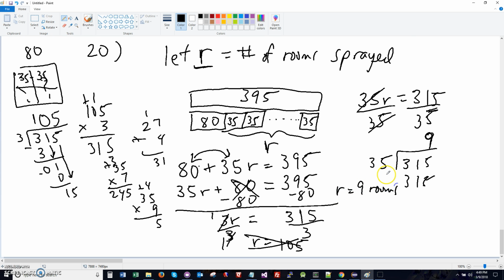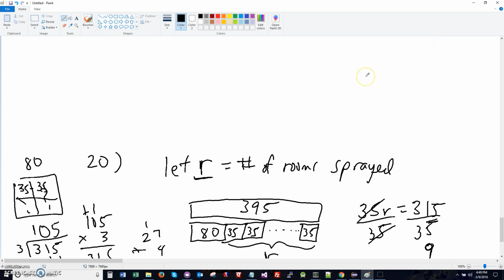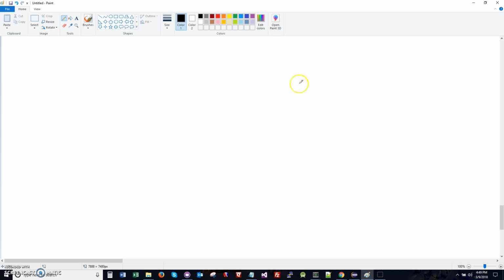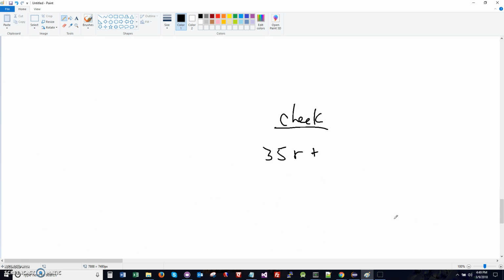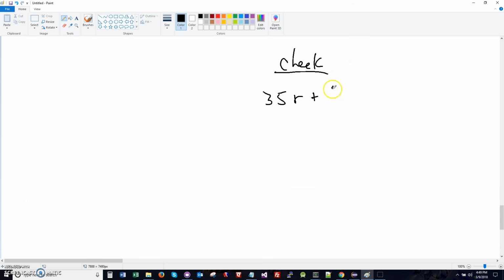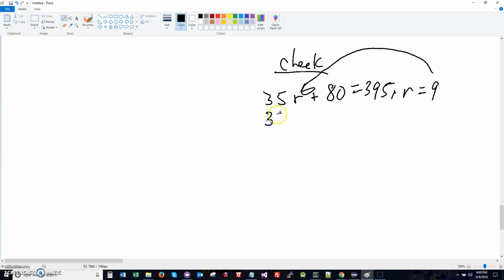And of course we need to check that. So let me just do that really quick. I'm running out of room here. Let me just go up here and check it. So we just need to rewrite the original equation. I think it was 35R plus 80 is 395, and we think the answer for R is 9 rooms. Let me just plug that in. Is it true that 35 times 9 plus 80 makes 395?